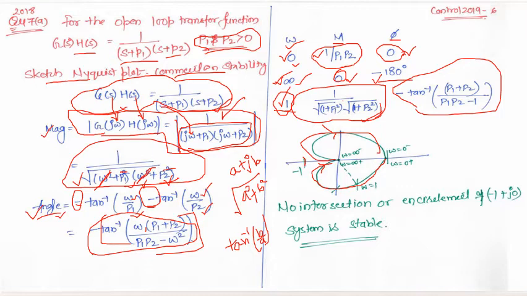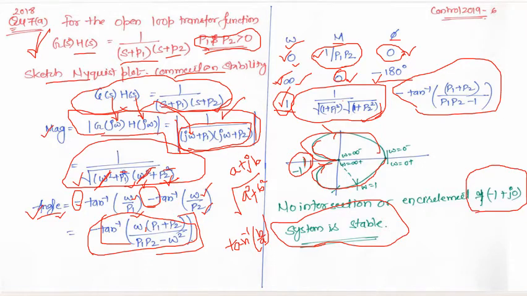Hence there is no encirclement of this minus 1. The complete encirclement is with respect to the origin, or rather, minus 1 plus j0 will not have any encirclement with this open loop transfer function, and all the poles are lying in the left hand side of the S plane. That means the system is stable: no encirclement, and all poles lie in the left hand side of the S plane. Hence the system is stable.